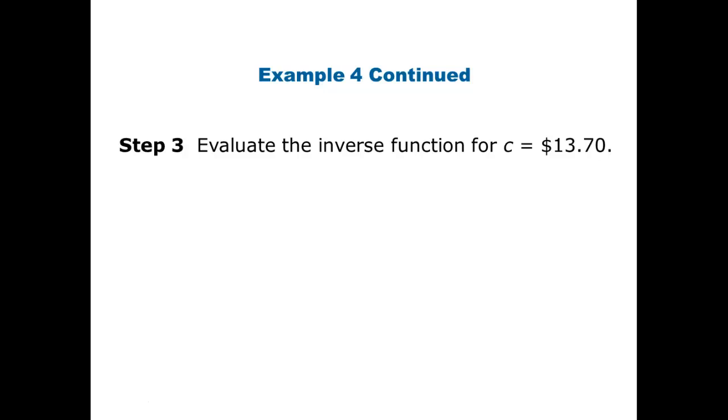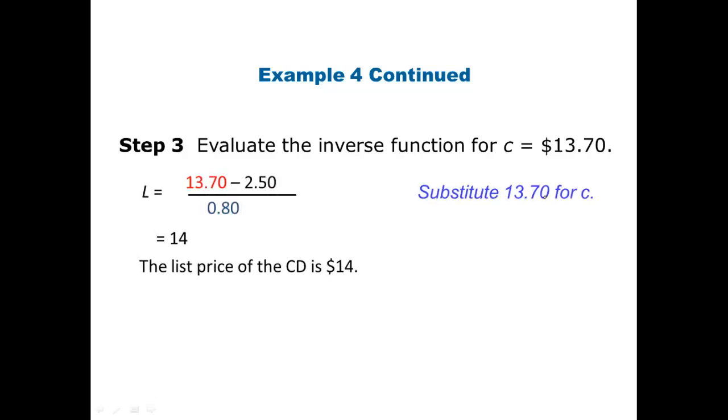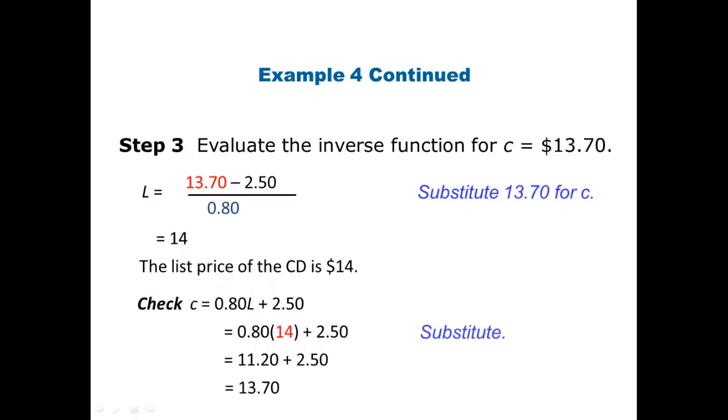All right, step 3, evaluate the inverse function for C equals 13.70. Well, let's put 13.70 in for C. Solve, we should get 14. So the original, or the list price of the CD, is $14. And you can always do a check by plugging 14 into your original cost equation, and you should get the discounted price of $13.70. And that is it for section 4.2.